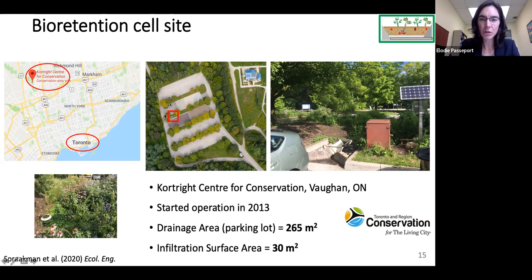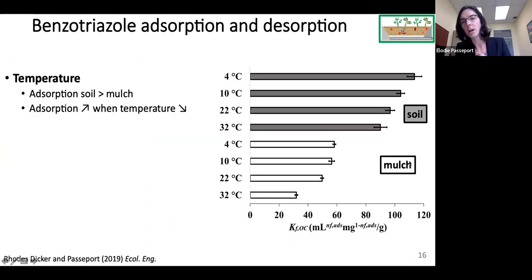Okay, so we collected soil from this bioretention cell here, but we collected both soil and mulch because many of these systems have hardwood mulch distributed on top. And so what I'm going to show you on this graph is the adsorption coefficient. So KF is the Freundlich adsorption coefficient, and OC means that it's normalized to the organic carbon content. And it has weird units. We can talk about this later.